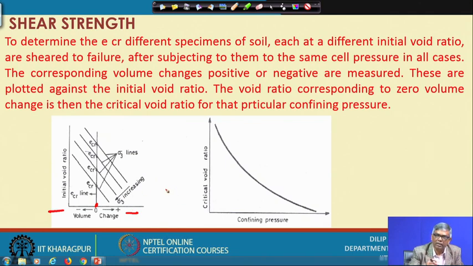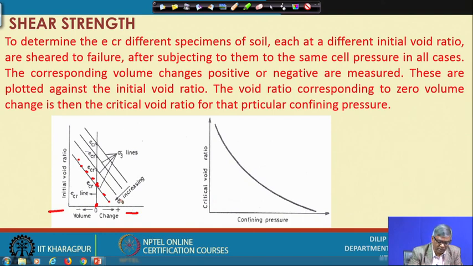Like that, for a particular value of confining pressure, I will choose several initial void ratios and get several volume changes, either increase or decrease. If the confining pressure is constant, then for different initial void ratio values, if I measure the volume change and plot those points, they will lie in the same line, and if I join them, the line will pass through the zero line. When this line intersects the zero line, that is actually the critical void ratio.